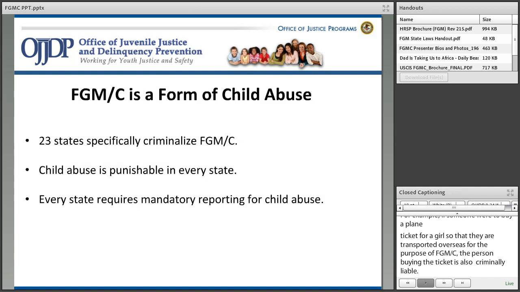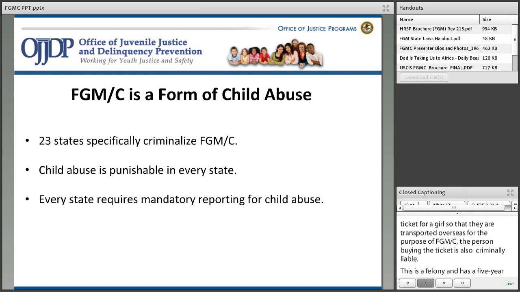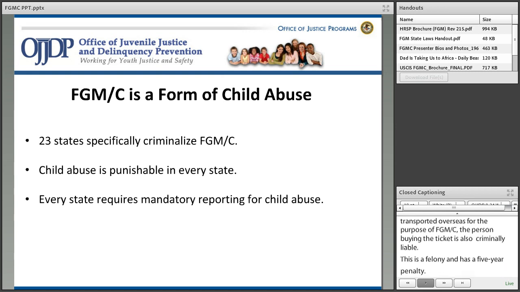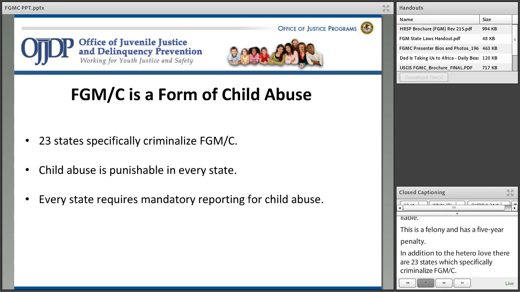In addition to the federal law, there are 23 states which specifically criminalize FGMC. In those states which do not have an FGM criminal statute, the child abuse laws apply. Because FGMC is, in fact, child abuse. Child abuse is punishable in every state, and every state requires mandatory reporting for child abuse.